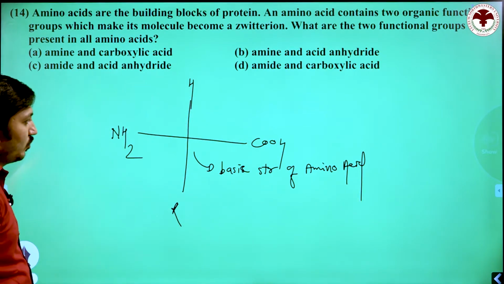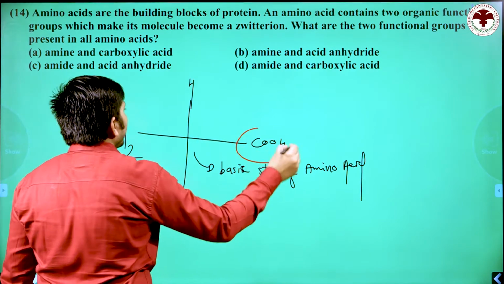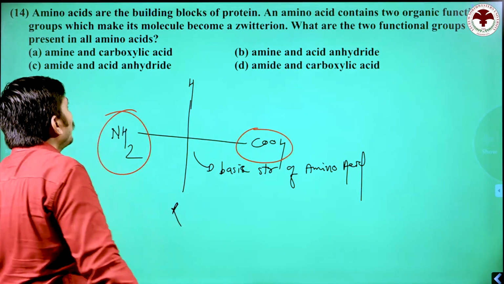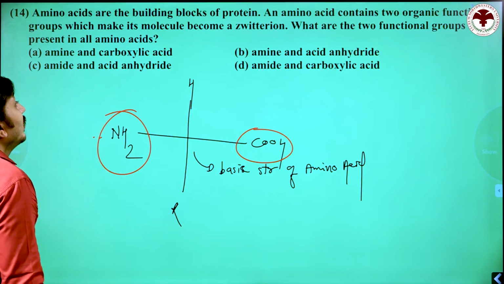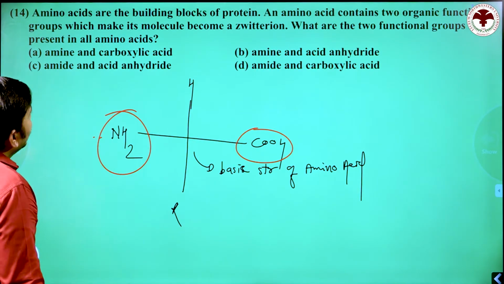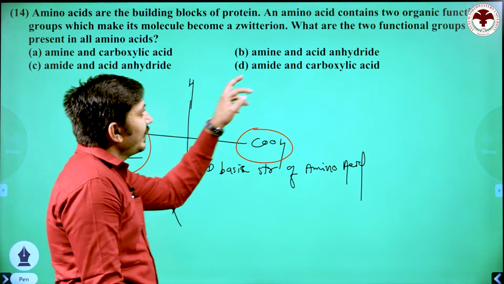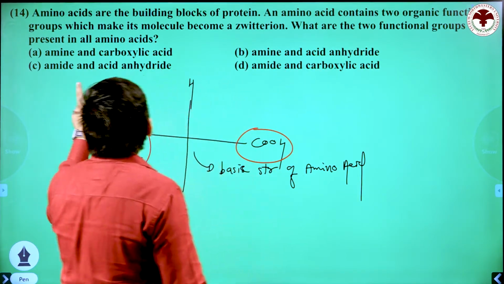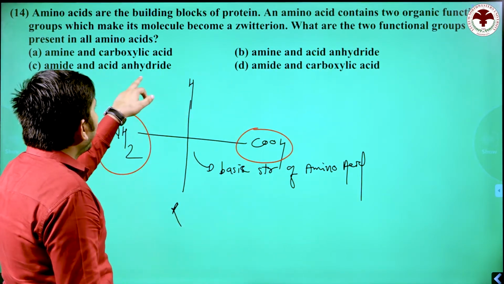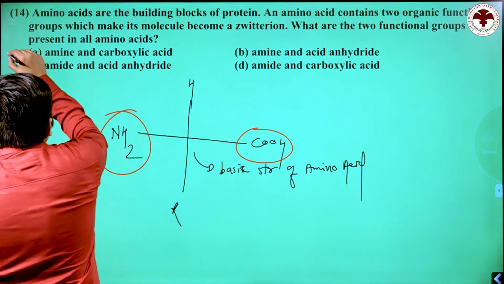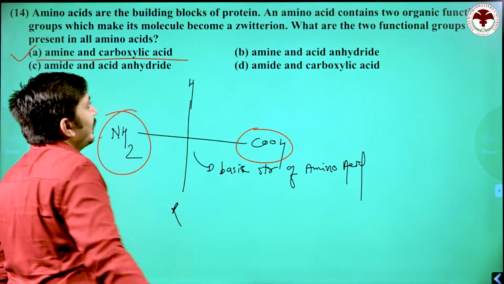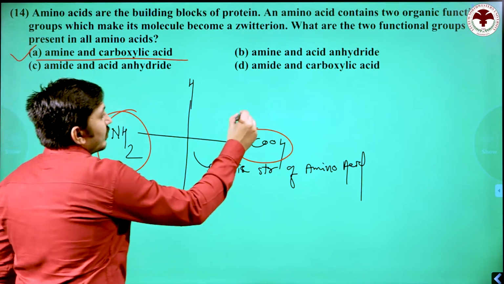Check one. The first group is carboxylic acid, the second group is NH2. So amine and carboxylic acid is the correct answer. Check the options: amine and carboxylic acid, amine and anhydride, amide and acid anhydride, and amide and carboxylic acid. The correct statement is option 1, amine and carboxylic acid. This is the carboxylic acid group.